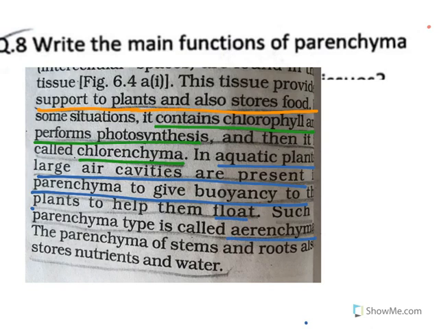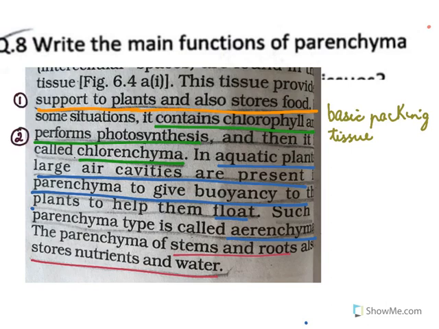The parenchyma also stores nutrients and water in the root and stem. Remember, it's the basic packing tissue of the plant. So these are the four functions. Here you had function one, then in the green parts, photosynthesis. The chlorenchyma performed photosynthesis, the aerenchyma helped in floating, and the parenchyma helps in storage of nutrients and water.